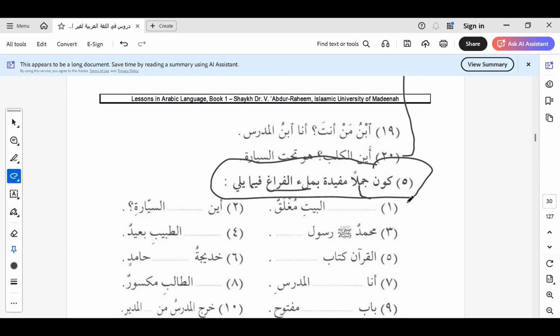جملا here is the plural of جملة. So جمل is جمع تكسير. So كون جملا, form a sentence. مفيدة is something beneficial. Mufida, a beneficial or a useful or a meaningful sentence. Bimal il-farag, by filling in the space. Al-farag means blank space. Fima yali, in the following.